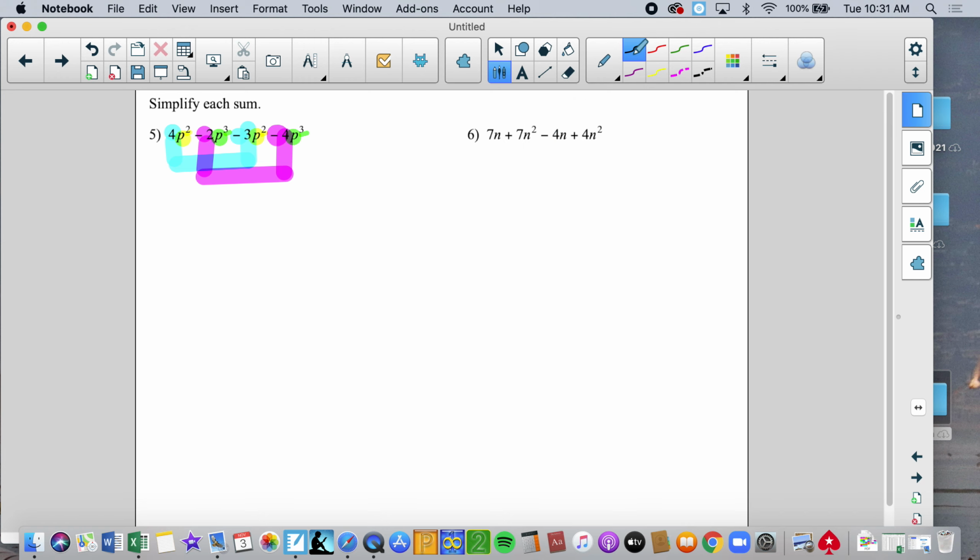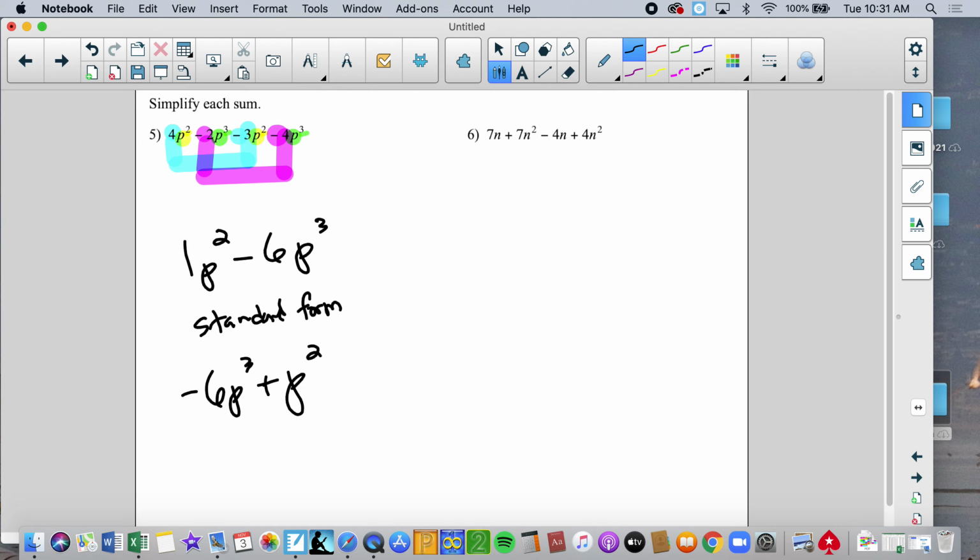So let's combine those. 4 and -3 makes 1p squared. -2 and -4 makes -6p to the third. We always want to remember to put it in standard form. So standard form would tell me to write -6p to the third first, and then p squared second. And notice I did not include the 1 as the coefficient.